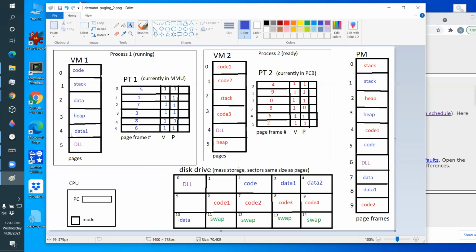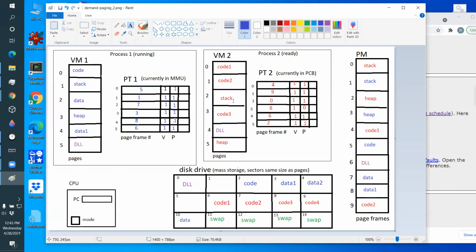Okay, that was a page fault. The CPU tried to access this page. The page was not valid. So the operating system had to go grab the page from the hard drive and copy it into memory for the program. After it's been copied into memory, the operating system updated the page table.